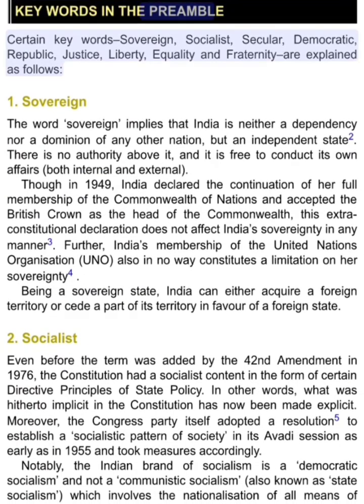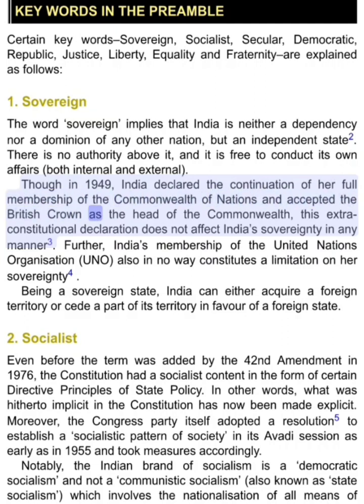Keywords in the preamble. Certain keywords: sovereign, socialist, secular, democratic, republic, justice, liberty, equality and fraternity, are explained as follows. 1. Sovereign. The word sovereign implies that India is neither a dependency nor a dominion of any other nation, but an independent state. There is no authority above it, and it is free to conduct its own affairs, both internal and external.